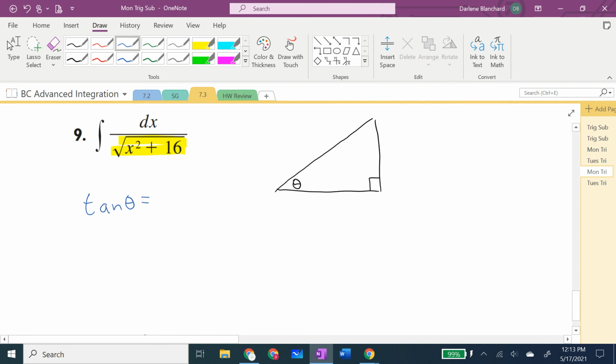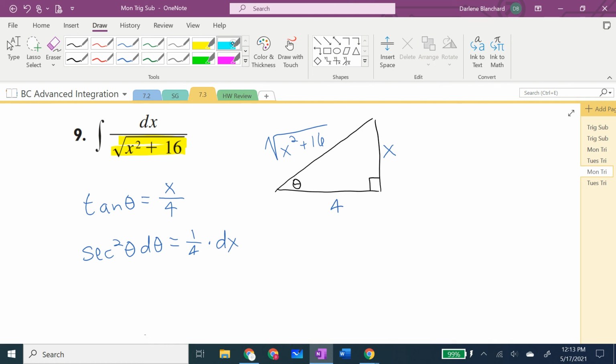And tangent is equal to the variable being squared divided by the number being squared. It is opposite over adjacent, Pythagorean theorem. And now, taking the derivative, the derivative of tangent is secant squared, and the derivative of x over 4 gives us a replacement of the dx with secant squared theta d theta.